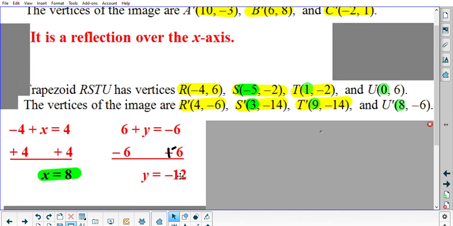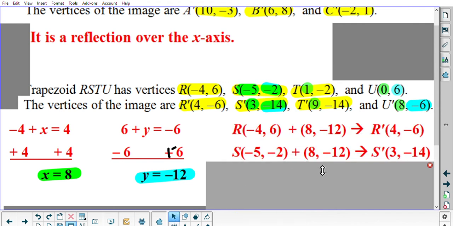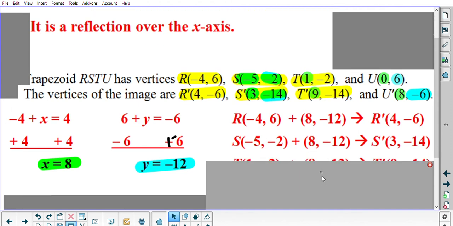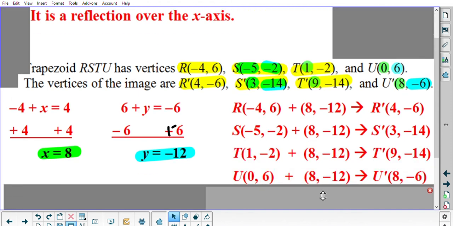Now, I can check, would that work for the other y coordinates? Let me change highlighter colors here for you. If I take -2 plus this -12, will I also get -14? Yes, I would. Same thing happens here with the T and T prime. If I take the U of 6 and add it by the -12, do I get -6? Well, yeah, I would. So there you go. I have my proof that I can add by an x of 8 and a y of -12 to continue to get the coordinates of the primes, R prime, S prime, T prime, and U prime.